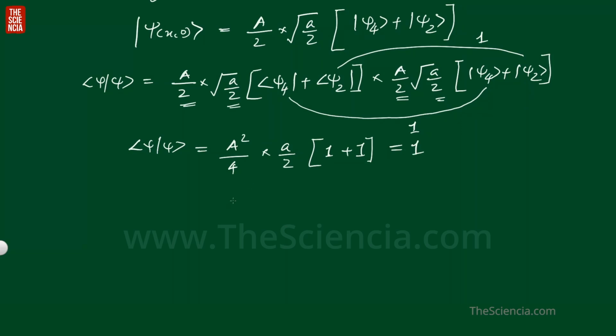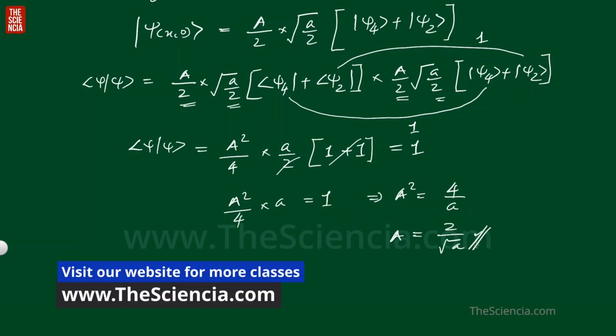So what we get? We will get a square by 4 into a, and this 2 and this 2 cancel, that is equal to 1. So we get a square is equal to 4 by a, and we get a value is equal to 2 by root a. So this is the value of A.